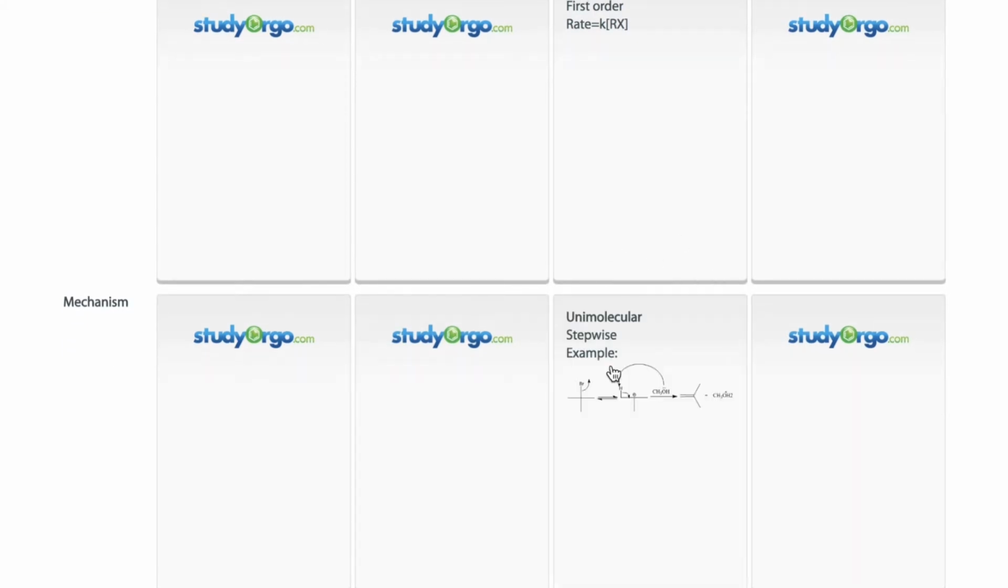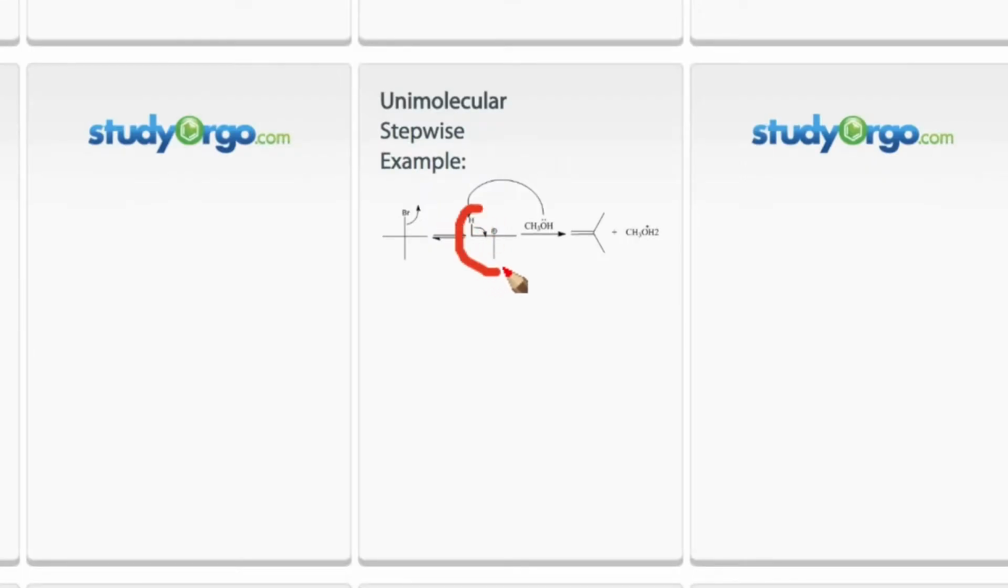Remember that an E1 reaction mechanism is said to be stepwise. That is, there are two steps, the first being formation of the carbocation, and the second being nucleophilic attack by the weak nucleophile.